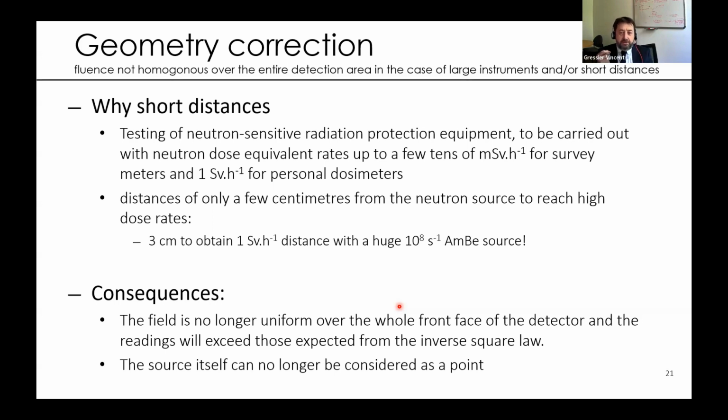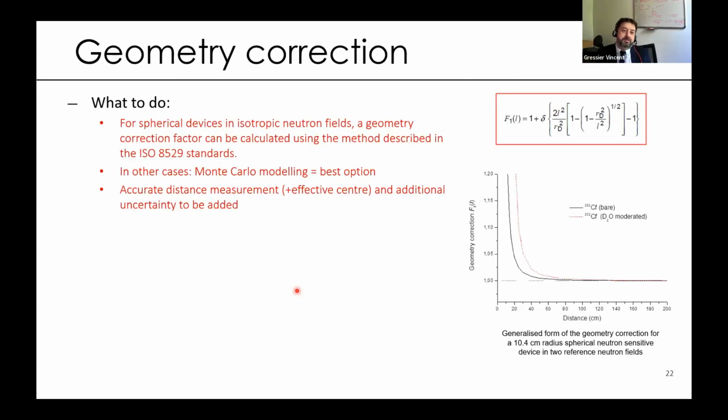And if you really want to do it, even if you have a huge 10 to the 8 second minus 1 emission rate for americium beryllium, you have to put your detector at 3 centimeters from the source. In such a case, of course, the field is no longer uniform over the whole front face of the detector, and the reading will exceed that expected from the inverse square law. So the source itself cannot be considered as a point. So what could we do?